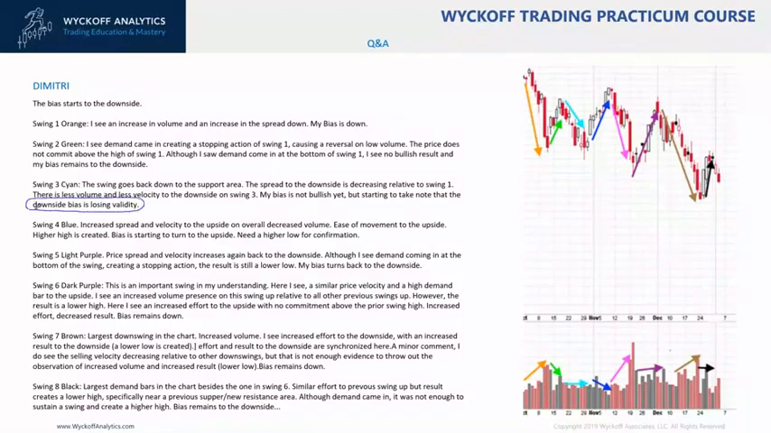Downside bias is not losing validity yet. There is no failure yet of the downside bias. The observation is correct. The deduction is wrong. What is the observation? That the spread on this reaction is showing deterioration of selling. There is less selling.